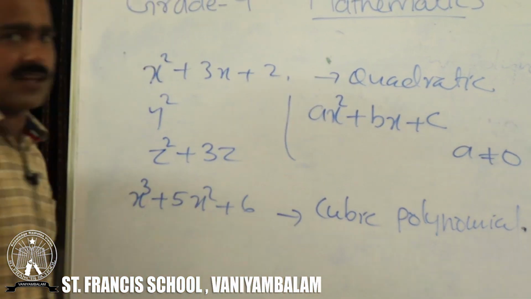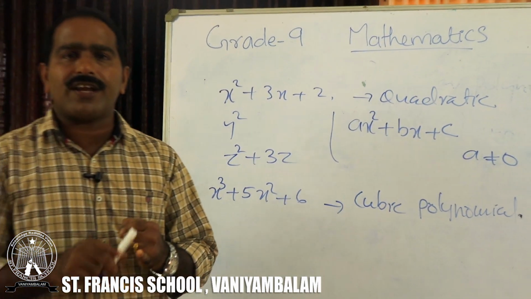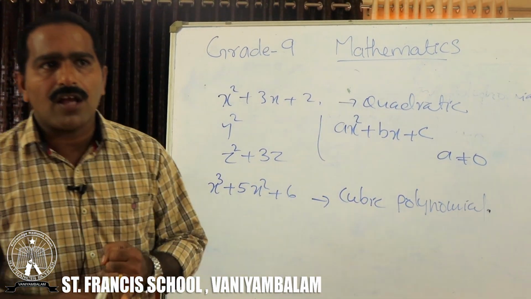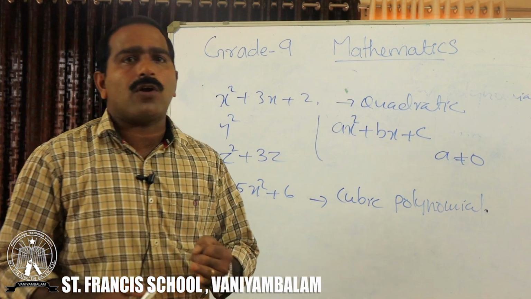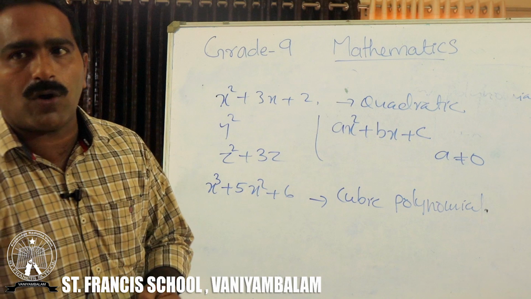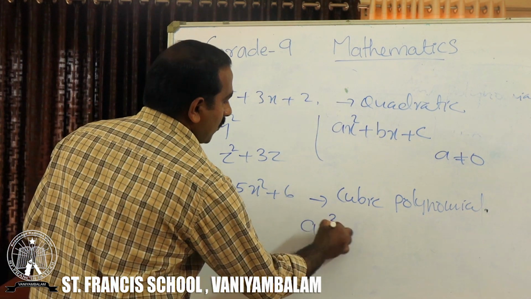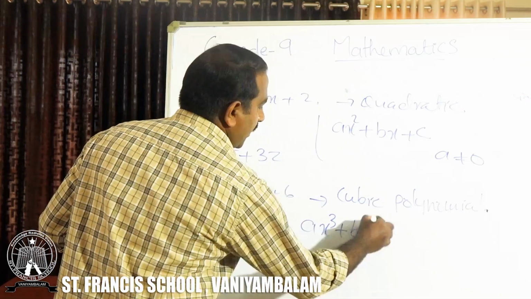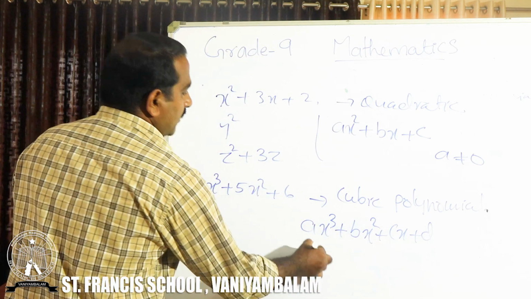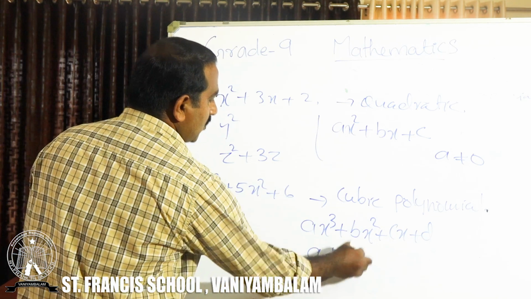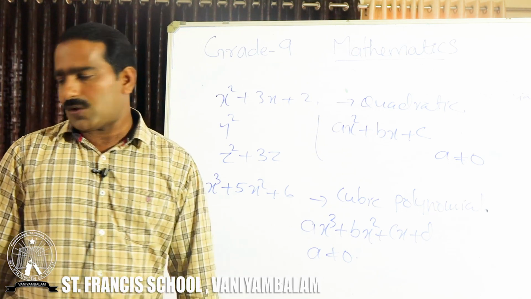So we discussed the 3. First one is linear polynomial. A polynomial of degree 1 is called a linear polynomial. A polynomial of degree 2 is called a quadratic polynomial. A polynomial of degree 3 is called a cubic polynomial. And its general form is ax cube plus bx square plus cx plus d. Here one condition is a not equal to 0. So this is the general form of a cubic polynomial.